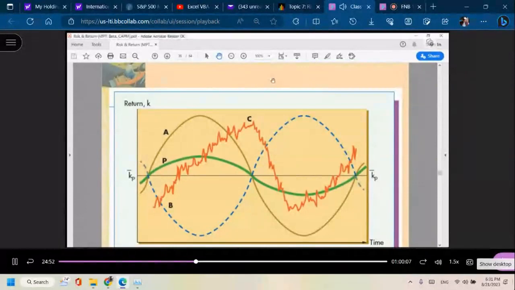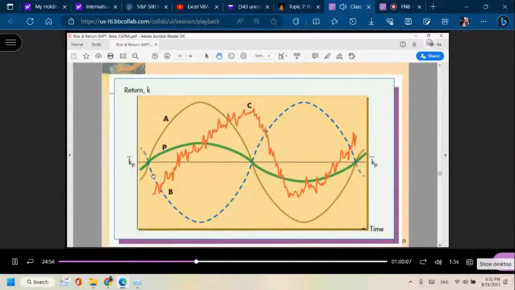And stock A, let's say this is following the business cycle. So stock A is a cyclical stock, and it has a wide variance, right? And this wide variance is a risk, high risk, right? Because there will be a lot of fluctuation.